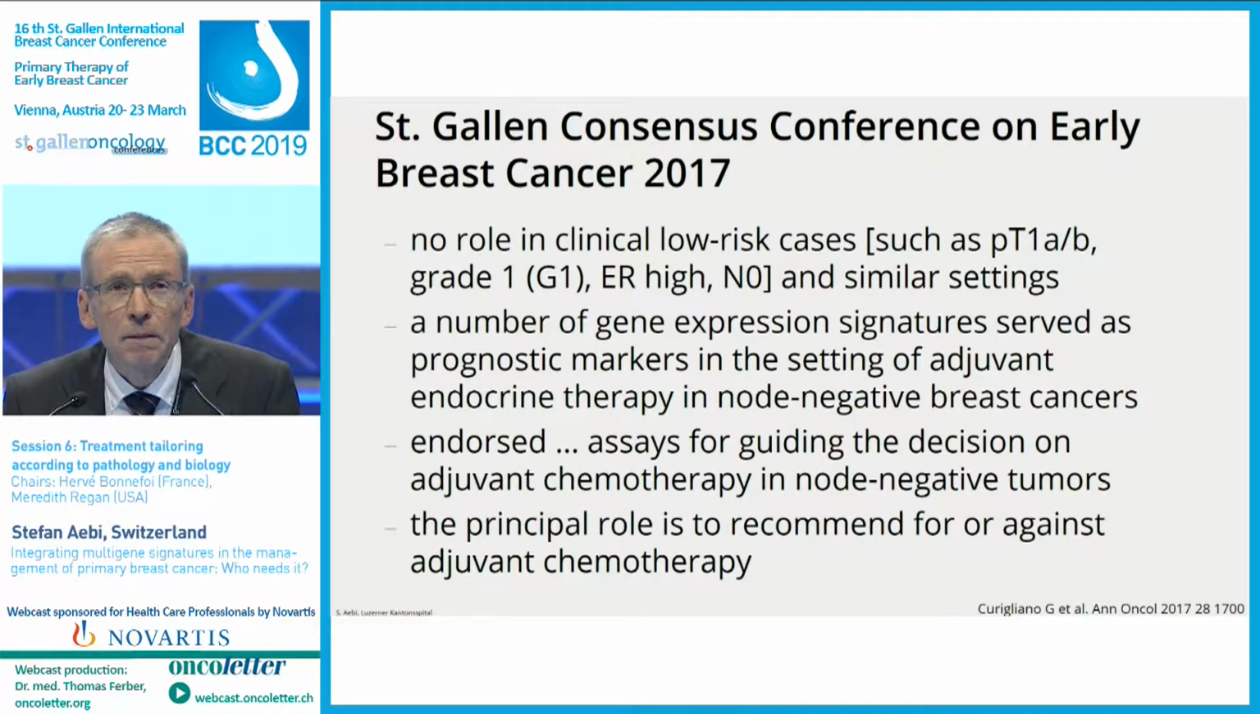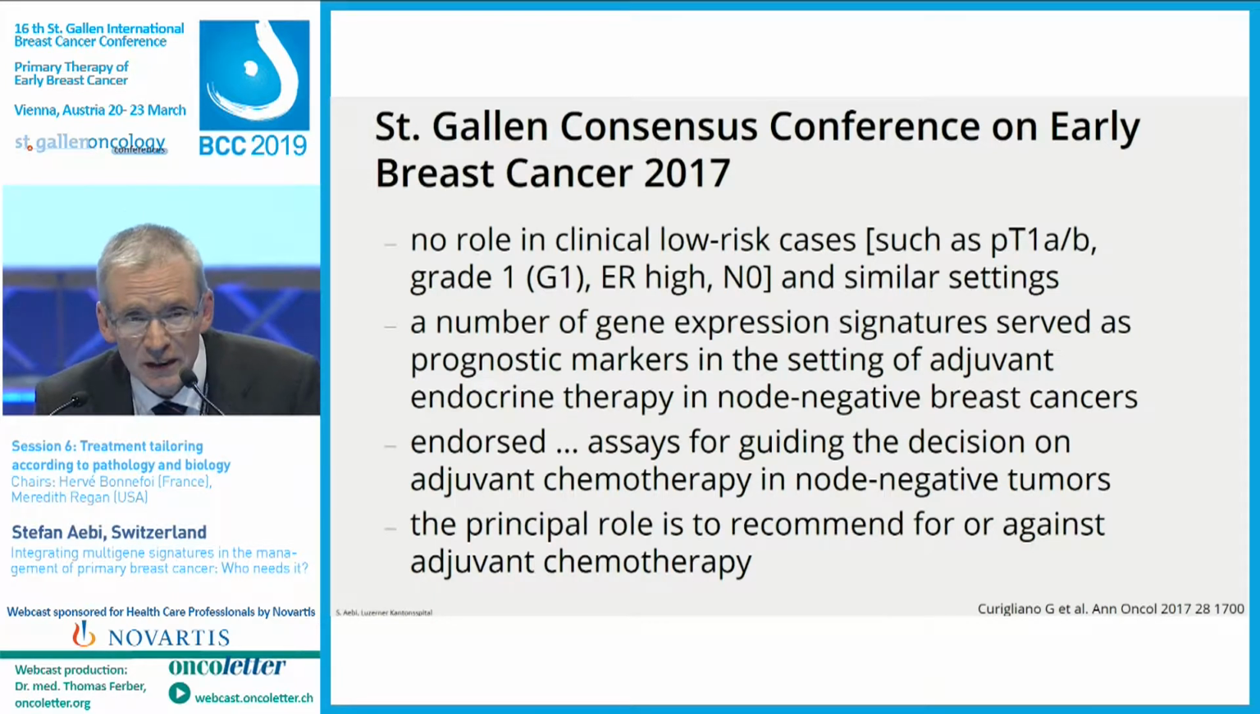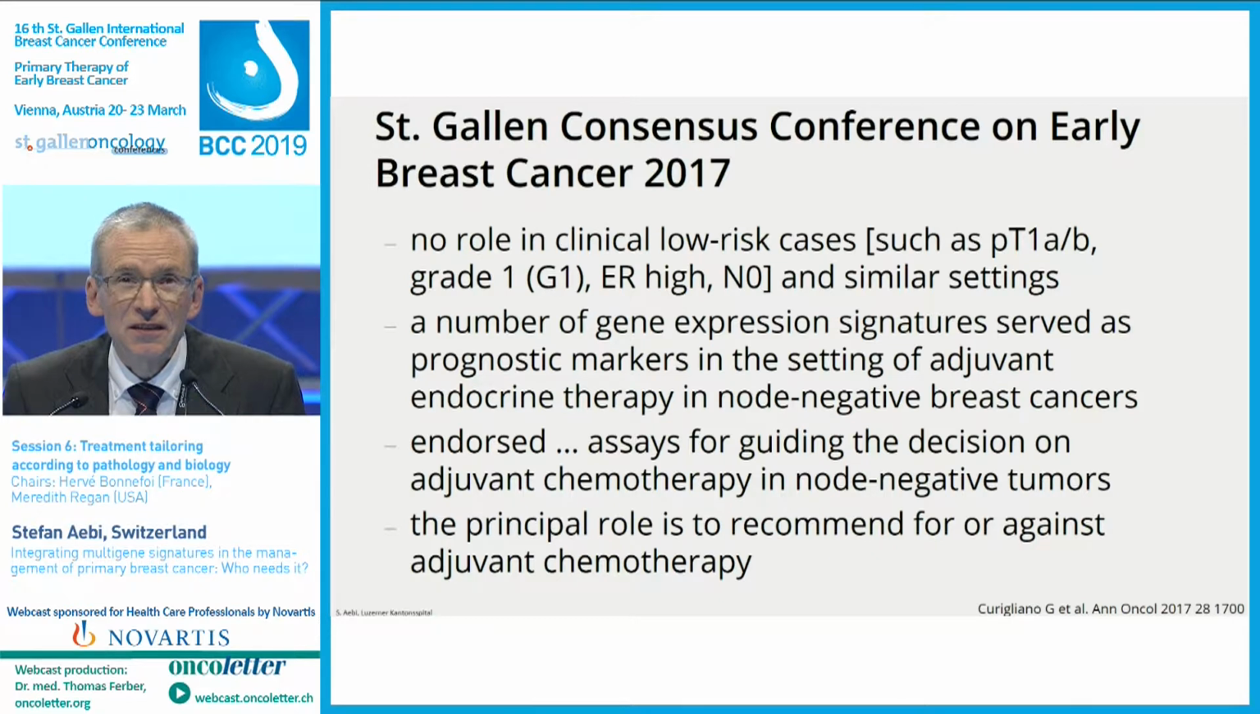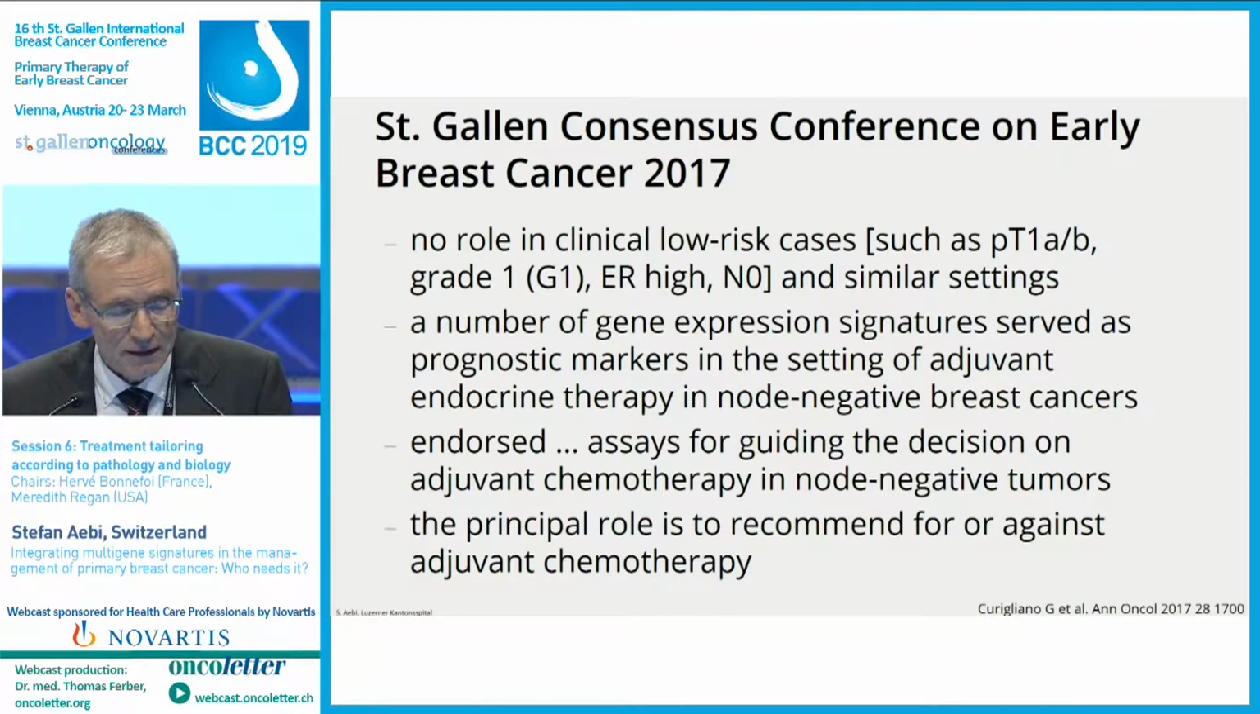Two years ago, the consensus paper stated that there was no role for multigene signatures in clinical low-risk cases. That's not my wording, that's just copied from the consensus statement. A number of gene expression signatures served as prognostic markers, and the consensus endorsed assays for guiding the decision on adjuvant chemotherapy in node-negative cancers, and the principal role was to recommend for or against adjuvant chemotherapy. So that's a quote from two years ago.